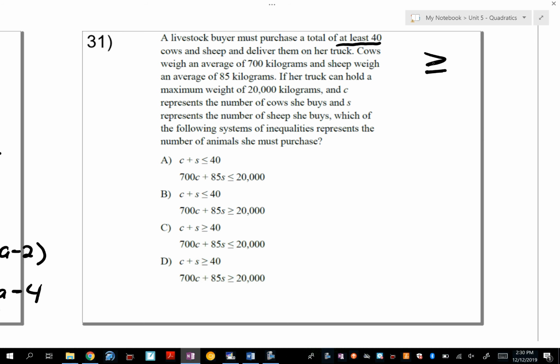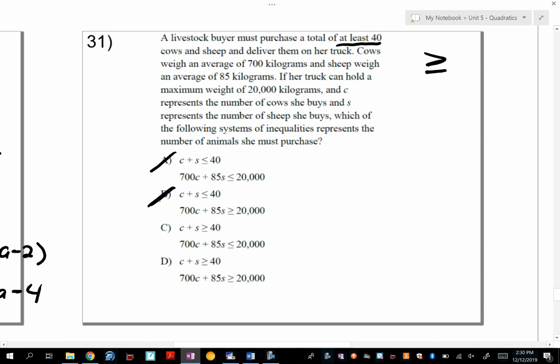That's at least. So immediately I'm thinking, oh, well, A is going to be wrong, because the livestock buyer needs to buy at least 40 cows and sheep. So it needs to be 40 or more. And so B is also wrong.